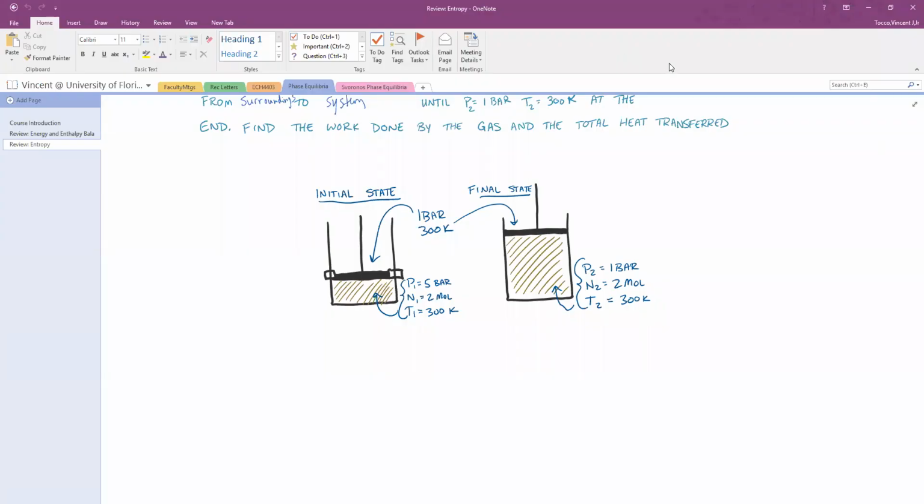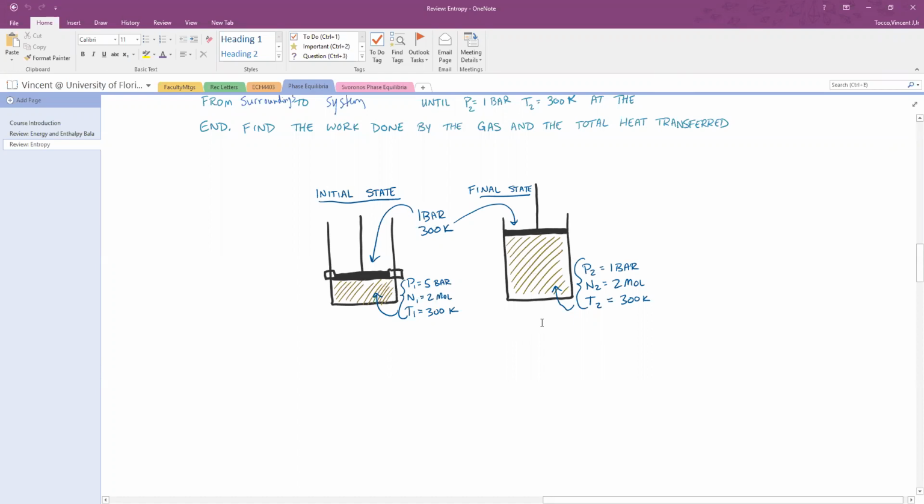So here we go. This is what my diagram looks like. We've got an initial state where we've got a compressed gas, so 5 bar, 2 moles, 300 K. The atmosphere is always 1 bar, 300 K, but in the initial state, there are some clamps here that are holding everything at a state of equilibrium. And then once those clamps are removed, boom, instantaneously that piston is going to rise up, expanding the volume of the gas until the pressure is equal to 1 bar.